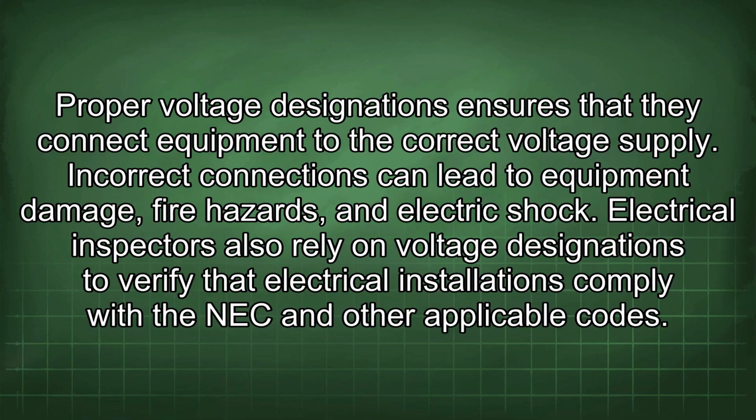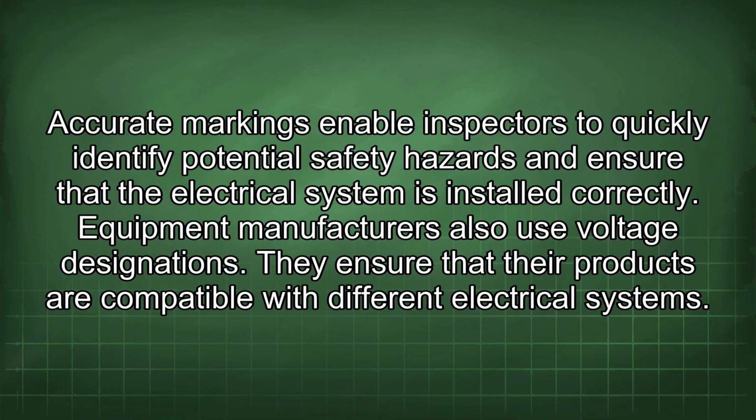Electrical inspectors also rely on voltage designations to verify that electrical installations comply with the NEC and other applicable codes. Accurate markings enable inspectors to quickly identify potential safety hazards and ensure that the electrical system is installed correctly. Equipment manufacturers also use voltage designations. They ensure that their products are compatible with different electrical systems.